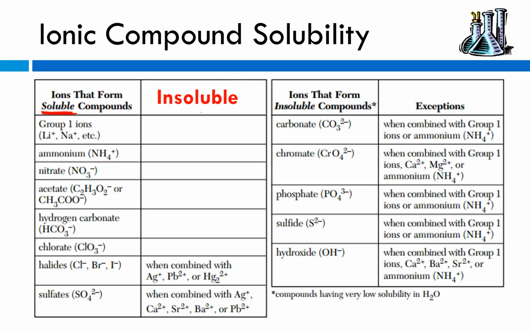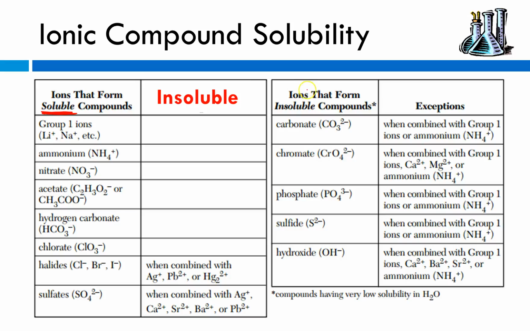In the column where it says exceptions, I want you to write insoluble. So ions that form soluble compounds, the exception to those rules tend to be very insoluble. These are the precipitates that would form in a double replacement reaction. We'll do some examples in just a minute.